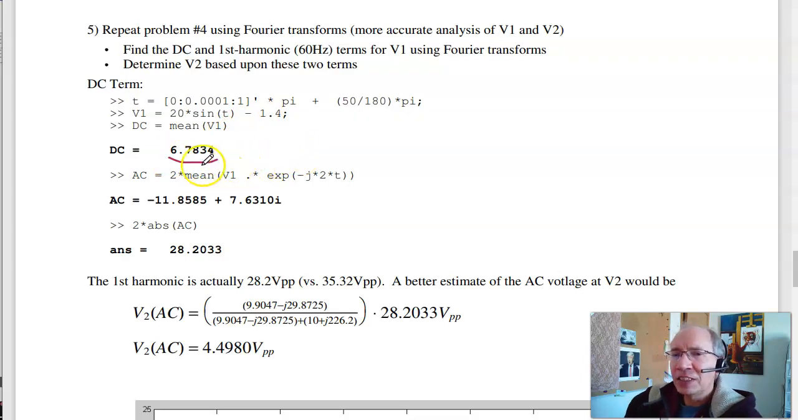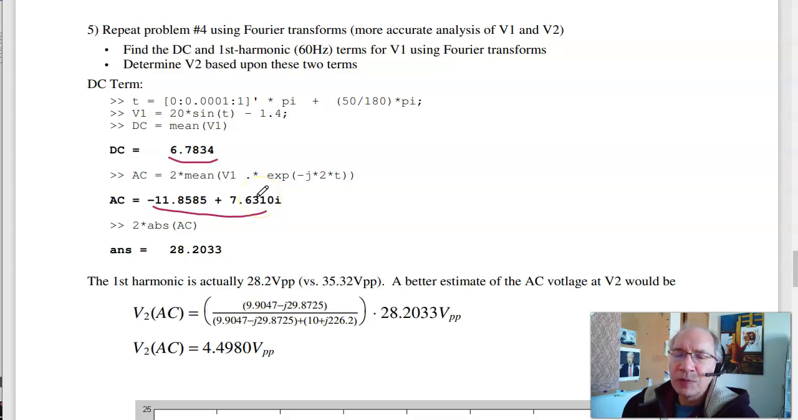The AC voltage, however, using the Fourier series, is: take your voltage, hit it with the first harmonic. My period is pi, so the first harmonic is at 2 radians per second. If this was 2 pi, it'd be 1. I'm just going 0 to pi, so I've got to have a 2 in there. First harmonic is minus 11.8 plus j 7.6.